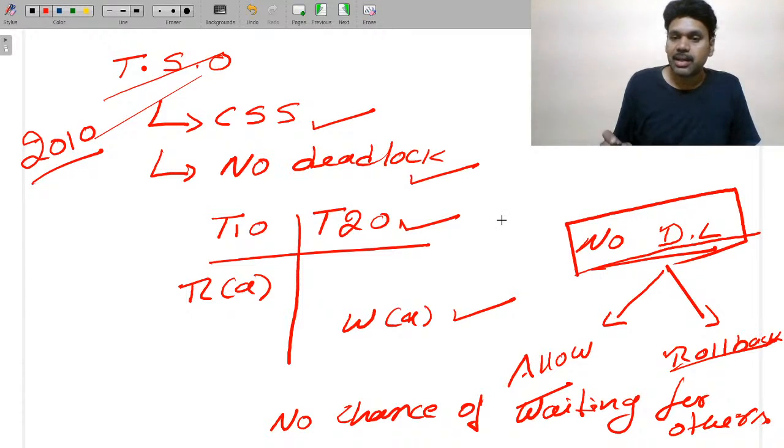Clear, friends? There is no waiting chance. Please observe. There is no waiting at all. Why? Because if your number is lesser, you will roll back. If your number is greater, you will be allowed access.